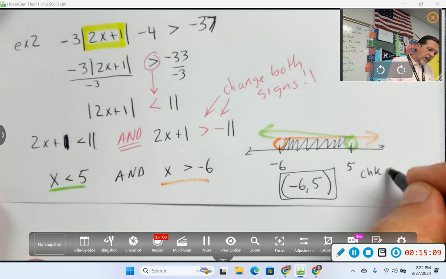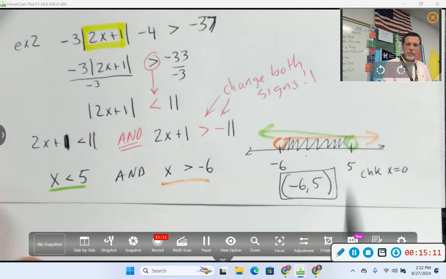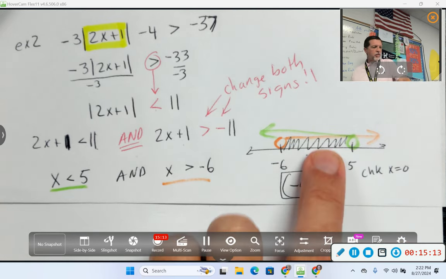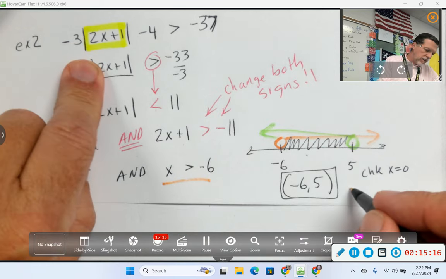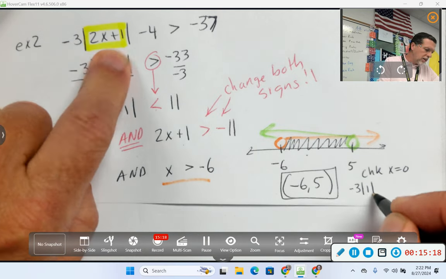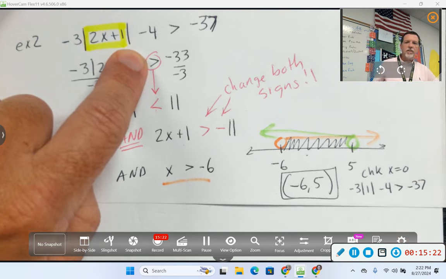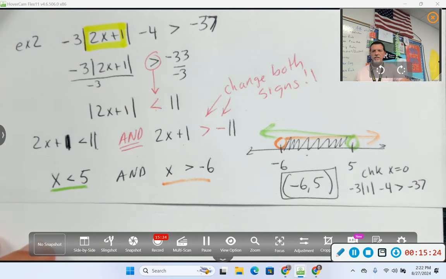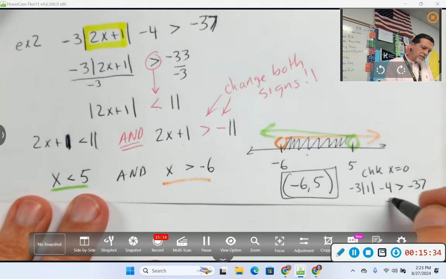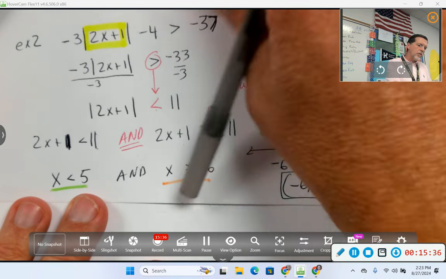Let's check x equals 0 again, since 0's in the middle. That should work, because it's a shaded spot. Negative 3 times 1 minus 4 is greater than negative 37. Is that a true statement? Negative 7 is greater than negative 37? Yes. The negatives throw people off, but think about the number line. Negative 7 is bigger than negative 37. That's true.